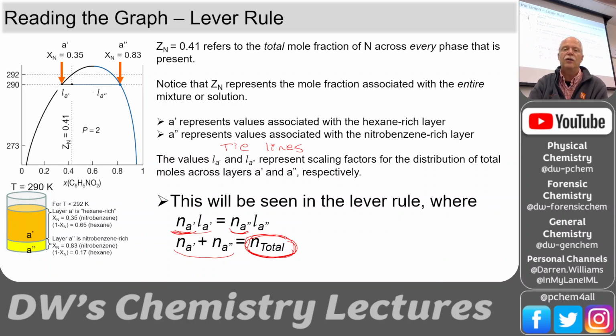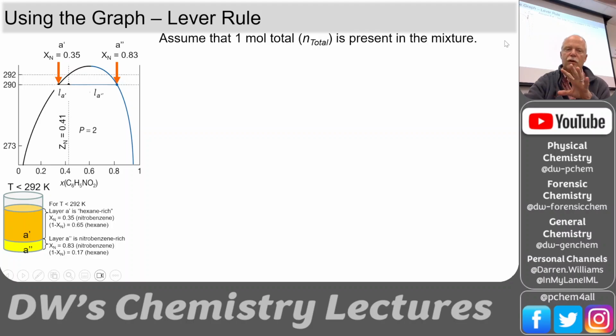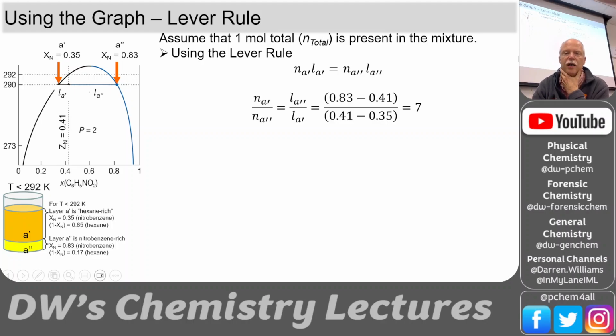We can keep the percentages. We know it's 83% nitrobenzene in the nitrobenzene layer and 35% nitrobenzene in the hexane layer. But if we know the number of total moles in the system, then we can speciate and figure out what specific numbers are in each one. So if we assume that we have 1 mole total, so our moles total of hexane and moles total of nitrobenzene add up to 1, we can use the lever rule. Let's put in our numbers. Let's rearrange this: bring the N A prime over to this side, and the L over to that side. So we've got N A prime over N A double prime, and that's equal to L A double prime over L A prime.